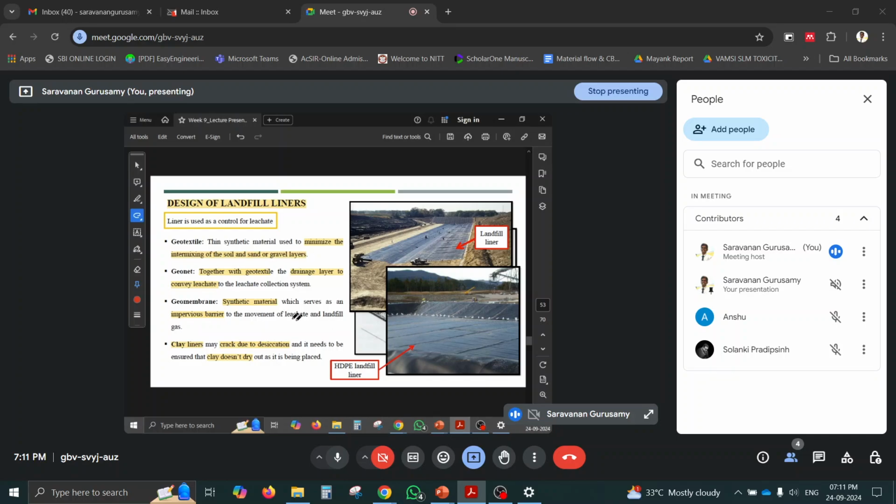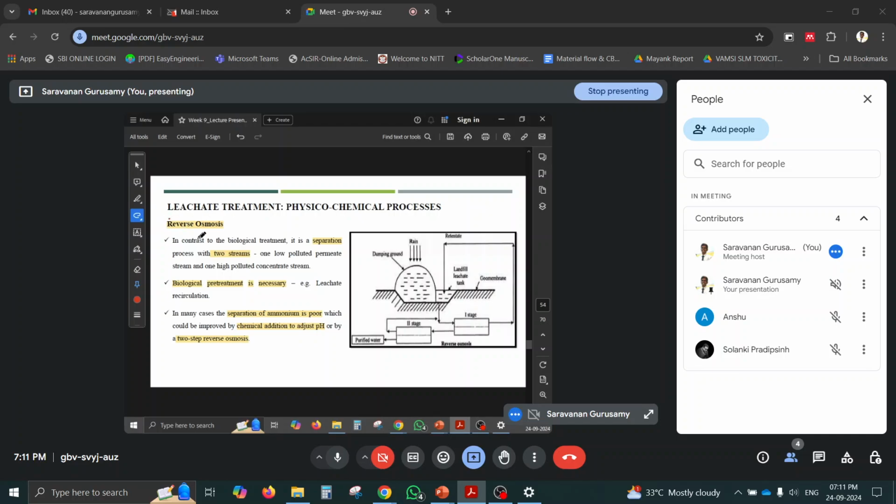Yeah. Then landfill liner design. It may be geotextile, geonet, geomembrane, or clay liners, that is natural clay with compaction. It can be used. Okay. Then treatment technology. We can use reverse osmosis, as you all know, the RO system. The RO system can also be used to treat the leachate. But because it has a lot of solids, clogging and membrane fouling may happen often. In many cases, the separation of ammonia is poor in RO itself, and chemical addition to adjust pH and a two-step RO may be required. So in the first stage it will be treated, and then in the second stage RO, purified water will be there.